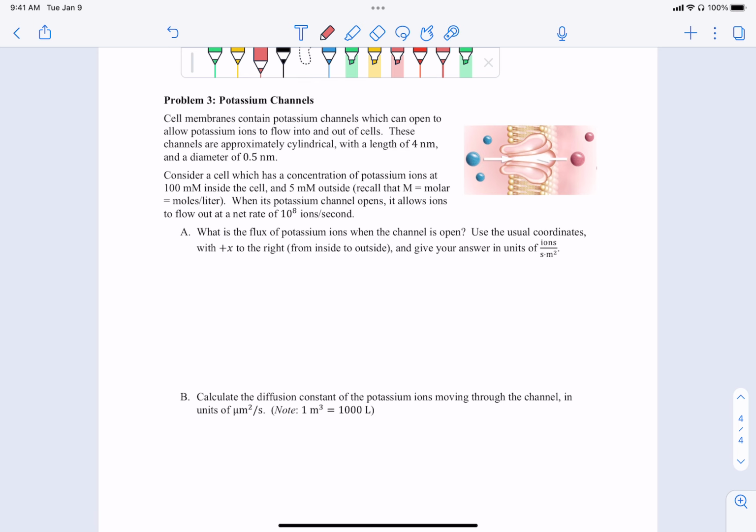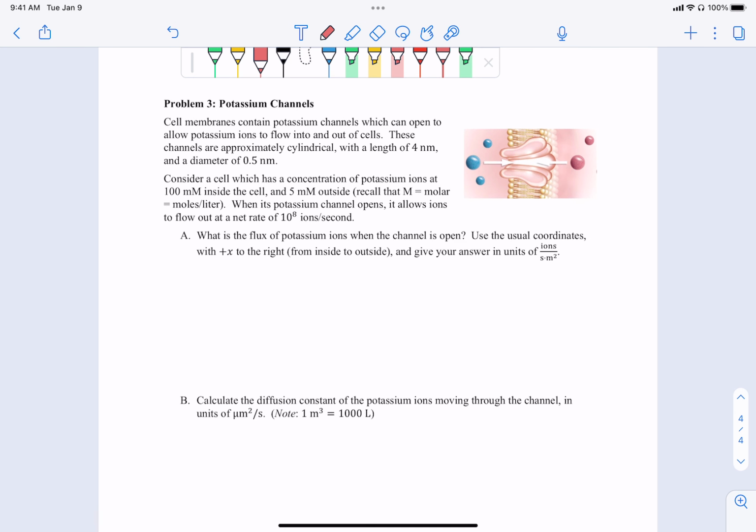Common three: potassium channels. Cell membranes contain potassium channels which can open to allow potassium ions to flow into and out of cells. These channels are approximately cylindrical with a length of 4 nanometers and a diameter of 0.5 nanometers. Consider a cell which has a concentration of potassium ions at 100 millimolars inside the cell and 5 millimolars outside. When its potassium channel opens, it allows ions to flow out at a net rate of 10 to the 8th ions per second.